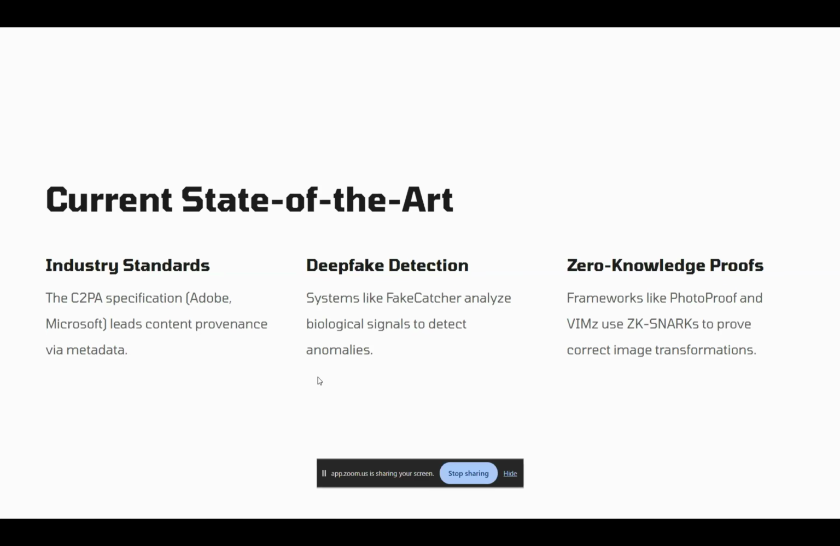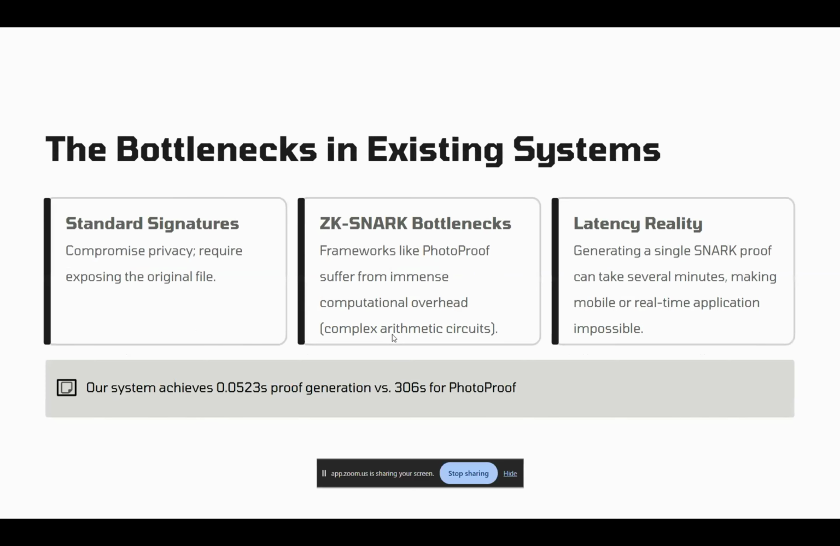So these are cryptographically strong, but they come at a serious cost. The bottlenecks in existing systems. Standard digital signatures compromise privacy because you need the original image file to verify anything. As you can see here, the PhotoProof research paper has produced massive, impressive results. It takes 5 minutes for the whole process to generate the proof, and it uses a lot of memory.